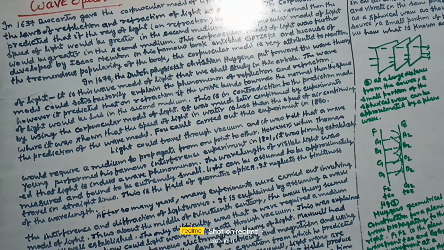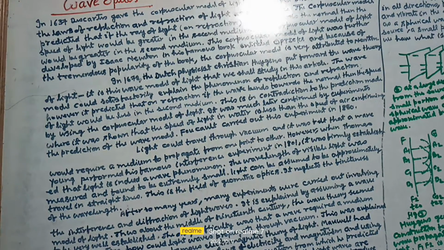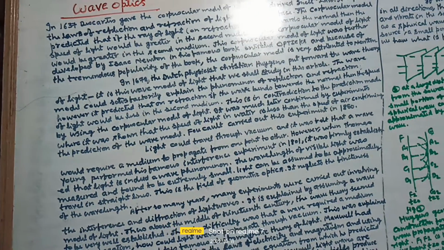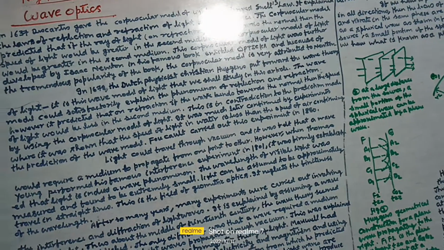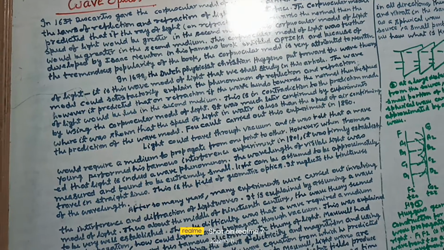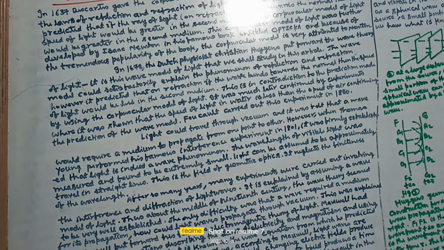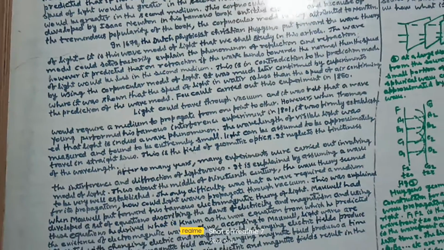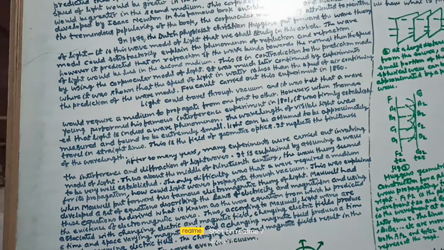Light could travel through vacuum, and it was felt that a wave would require a medium to propagate from one point to another. However, when Thomas Young performed his famous interference experiment in 1801, it was formally established that light is indeed a wave phenomenon. The wavelength of visible light was measured and found to be extremely small. Light can be assumed to approximately travel in straight lines. This is the field of geometrical optics. It neglects the finiteness of the wavelength.